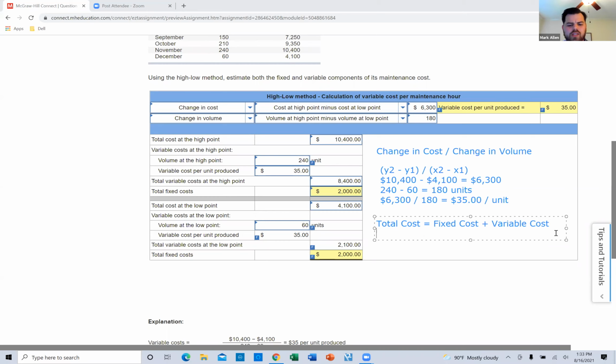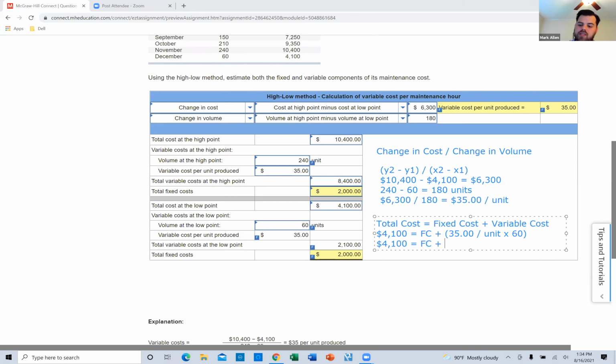So if we pull the information for December, our total cost in that case was $4,100. That is equal to my fixed cost plus some amount. I don't know how much variable cost is in total, but I do know that it's $35 per unit. And I also know that we produced 60 units during that month. So if I come down, the 4,100 simply comes straight down, no change there. So 4,100 equals fixed cost plus then 35 times 60.